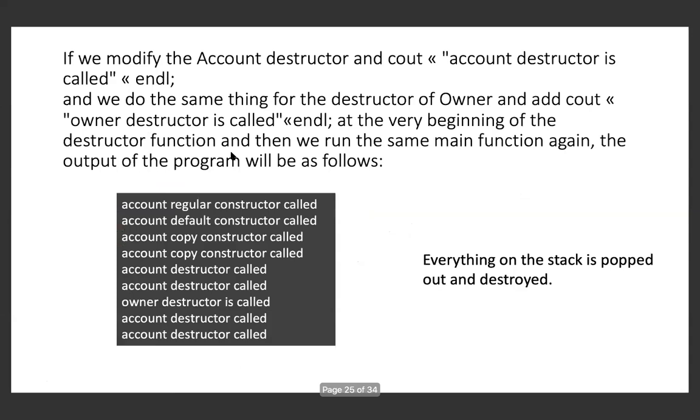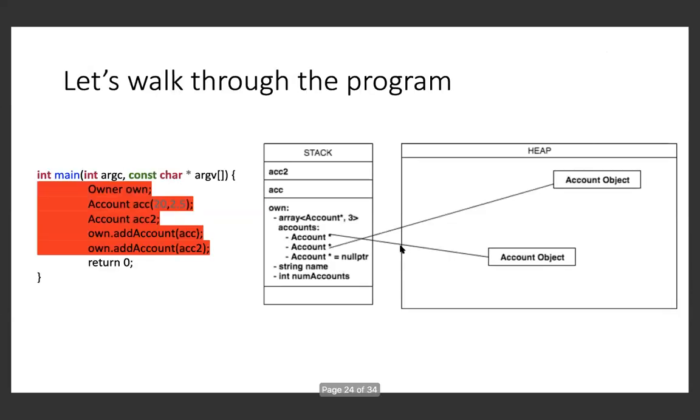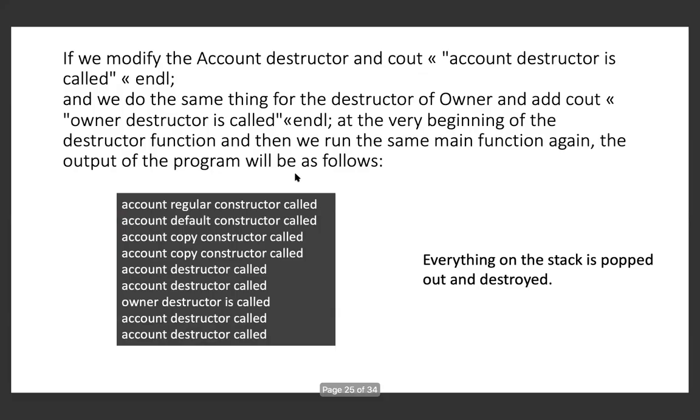Okay. Now, before, in the account object and the destructor, we did not have an output, but let's assume you added an output to every destructor, to the account destructor and to the owner destructor. When we terminate the program, everything on the stack here will start to be popped out. The first thing we will see, this is the output here: account regular constructor called, account default constructor called, account copy constructor. This is for constructing everything.